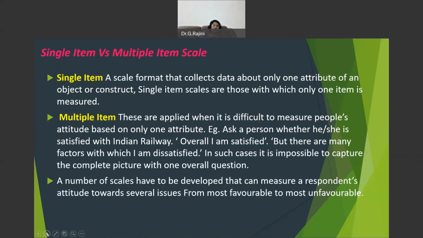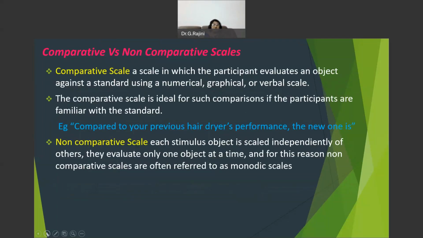It is difficult to measure people's attitude based on only one attribute. For example, you ask a person whether he is satisfied with Indian Railway. He may say that overall I am satisfied, but there are many factors by which I am dissatisfied. In such cases, it is impossible to capture the complete picture within one overall question. So a number of scales have to be developed to measure a respondent's attitude towards several issues, from most favorable to most unfavorable situation.